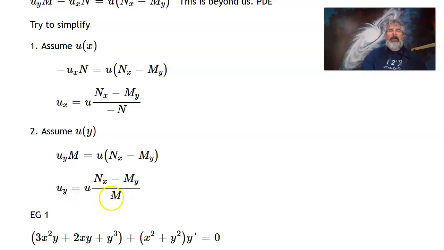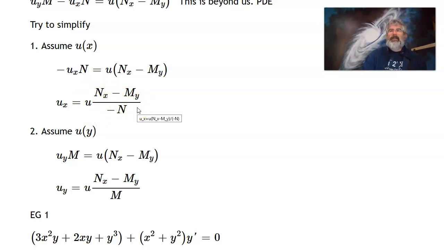Now, one thing I want to point out is that in both of them, the numerator here is n_x minus n_y. This was our check to see whether it was exact. If it's exact, then those two things are equal to each other, so that numerator would be 0. So under the assumption that u is just a function of x, if this was exact to begin with and we still tried to find this multiplier, then this would be saying that the partial of u with respect to x is just 0, which means that u was just a constant.